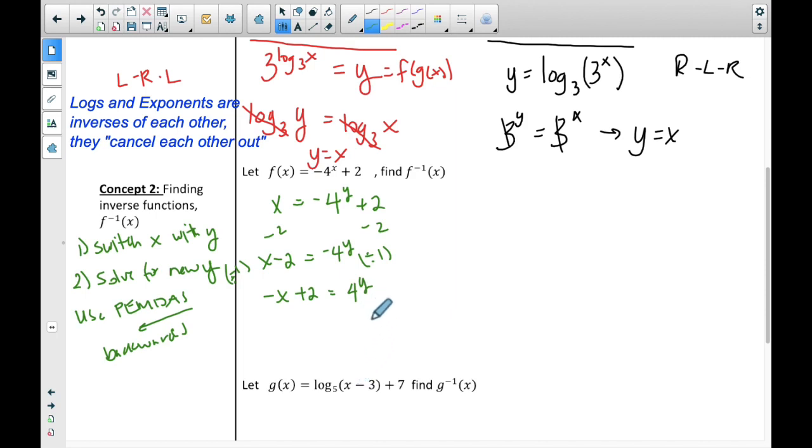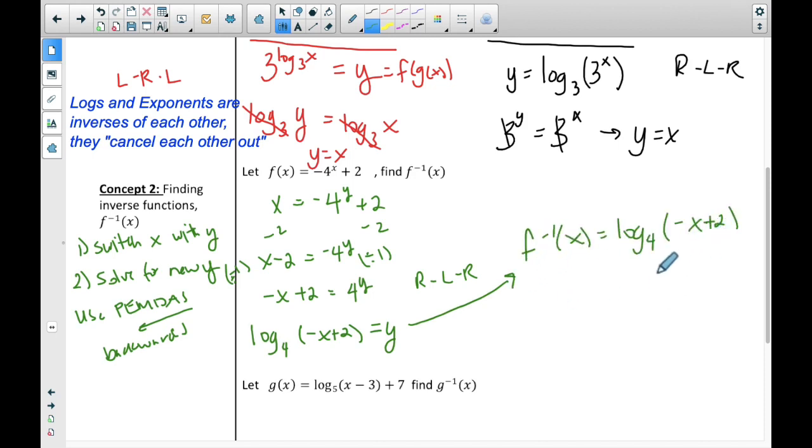I'm trying to solve for y. That means I need to get the y by itself. In order to get that y by itself, I'm going to have to go right, left, right, and turn this exponential into a log. So I'm going to say log base 4. That's this one right here, log base 4. I'm going to go to the other side and say negative x plus 2. Then I'm going to go back and say that equals y. I am now finished. I want to rewrite my answer so that you can see what it means.